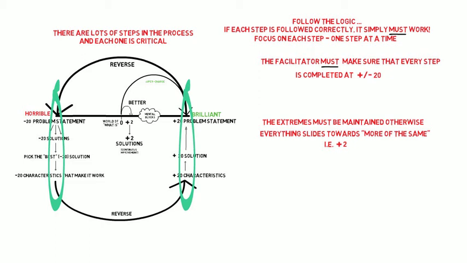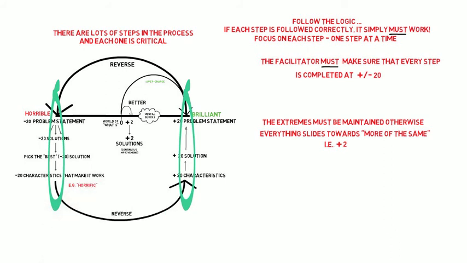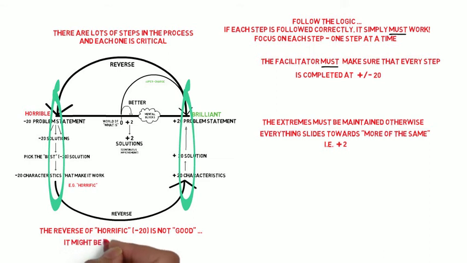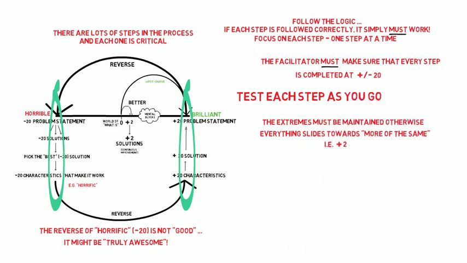So for example, if you have a -20 solution and you look for the characteristics of it, and maybe it's horrific, which is a -20 characteristic, the reverse of that is not simply good. Good is a +2 characteristic. So you reverse -20 to +2. What we need is something that might be truly awesome. If you reverse horrific and end up with truly awesome, you've gone from -20 to +20. You will be using language the like of which you don't normally use within the corporate world. And within every single one of these steps, you want to test it as the facilitator. Are you sitting at the required -20 level, or maybe at the other end of the scale and you're at +20? You need to avoid the mediocre, continuous improvement middle ground.